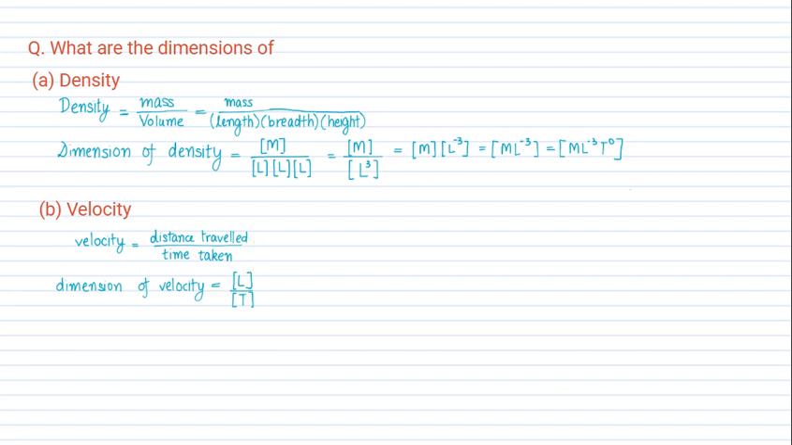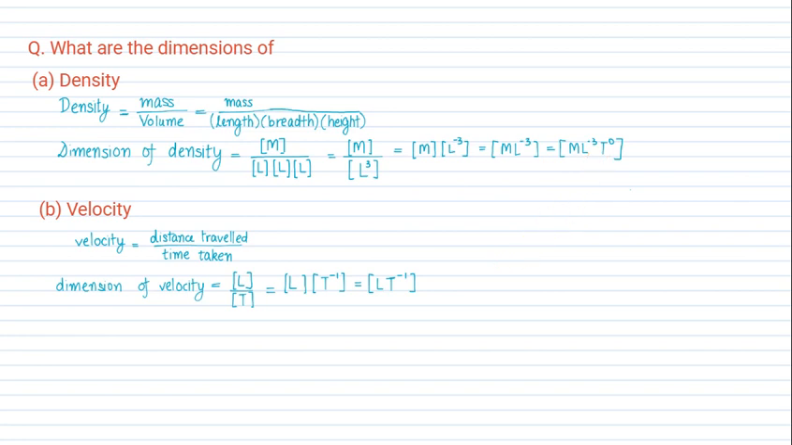Then you have power. Power equals work done upon time taken. Work done can be written as force multiplied by distance, upon time. If you derive the dimension, you will get this one. Next is your Young modulus. Young modulus is longitudinal stress upon longitudinal strain. Longitudinal stress is defined as force per unit area. Longitudinal strain is defined as change in length divided by total length. I can simplify and write force times length divided by area times change in length. If you derive the dimension, you will get something like this.